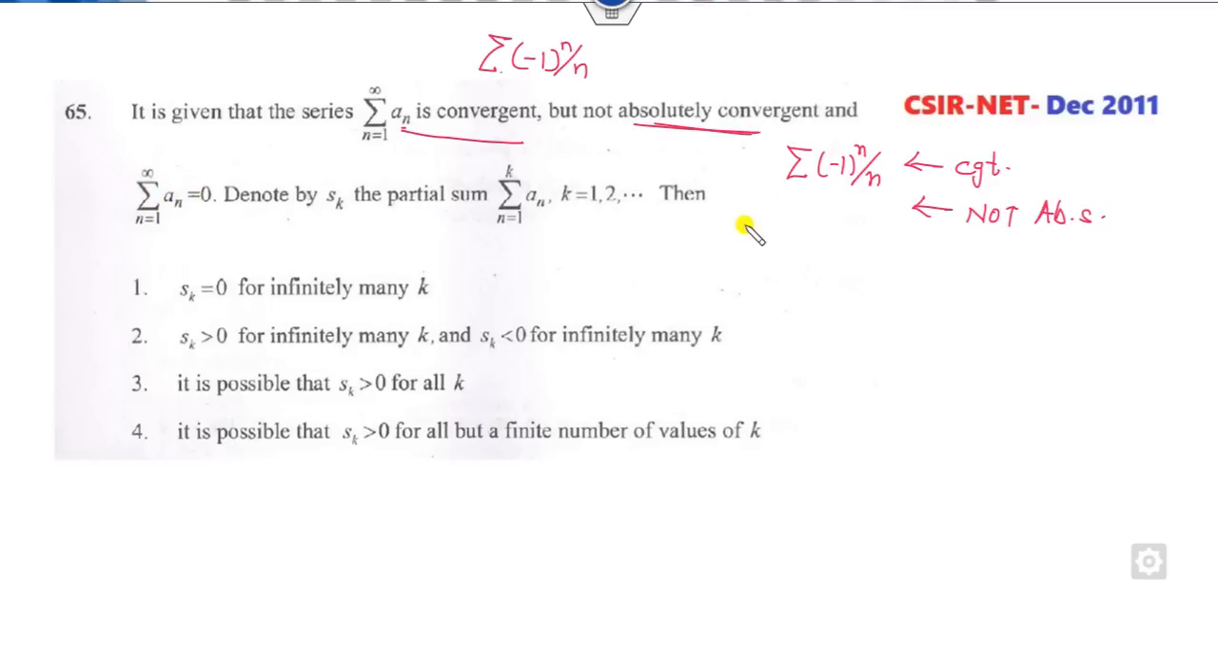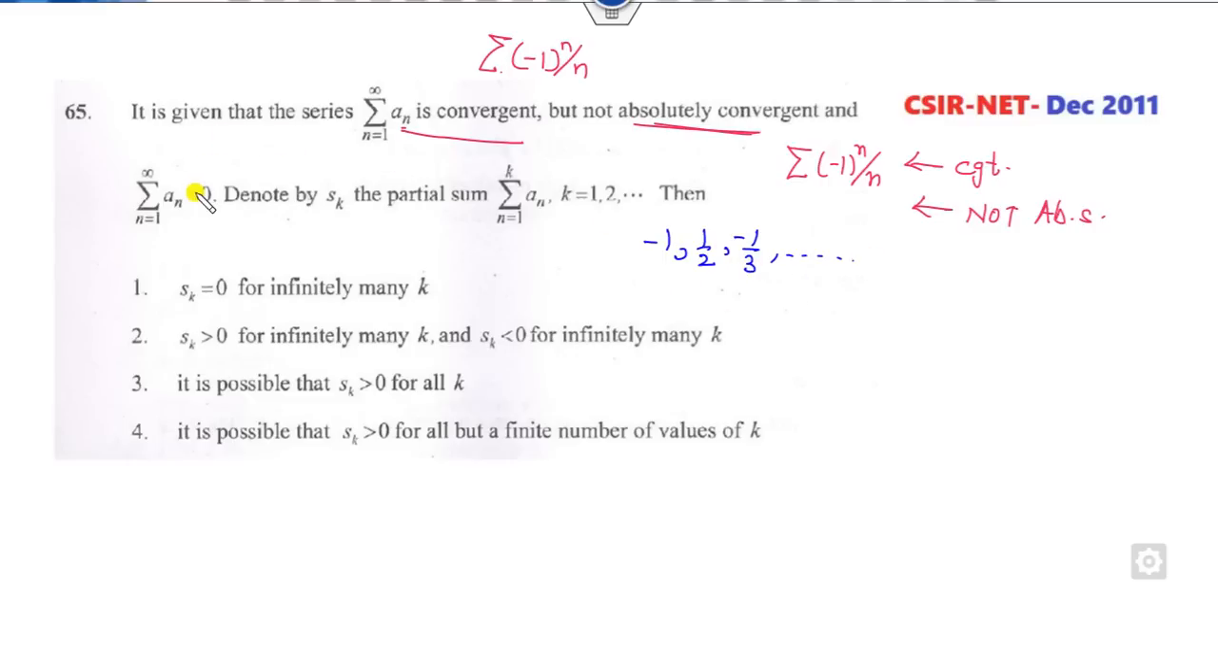You can easily see what is the 1. And the sum of the an, what is the an? It's a plus 1. When n is 1, it will be minus 1. When n is 2, it is plus 1 by 2. When n is 3, it's minus 1 by 3 and so on. Fine. It is given that it is not absolutely convergent, and here let Sk denote the partial sum. But this condition is not satisfied.